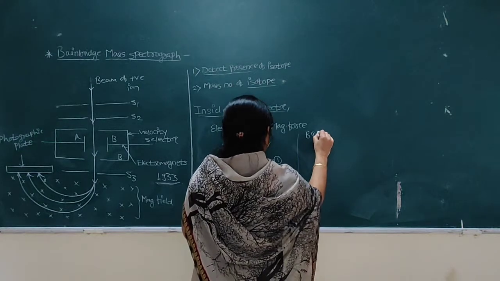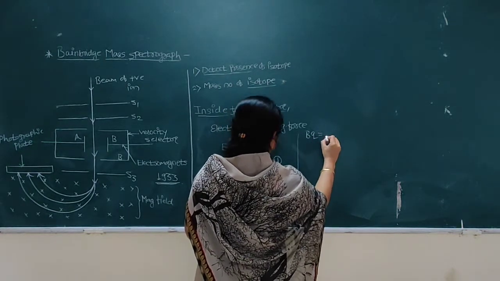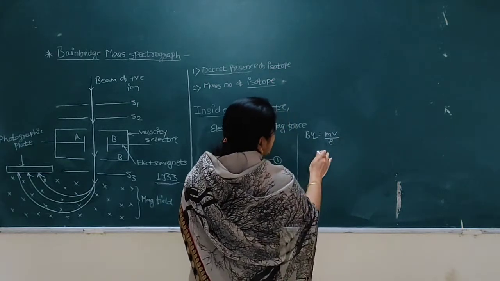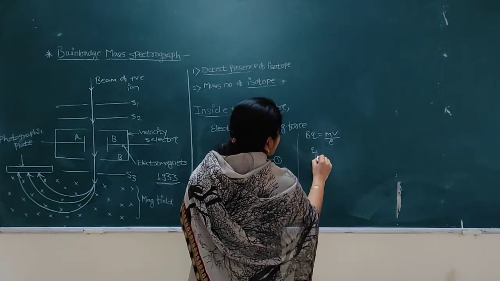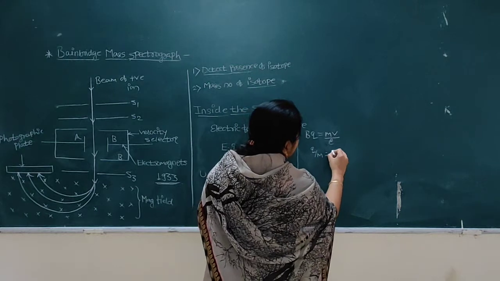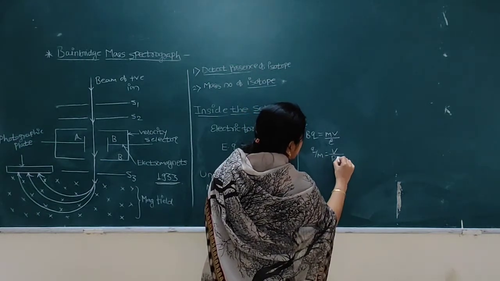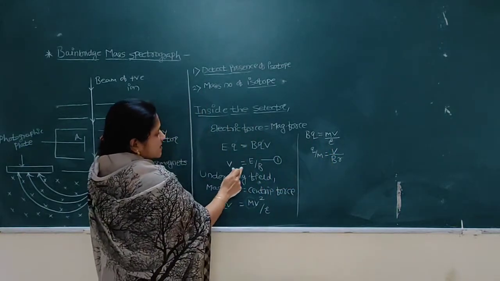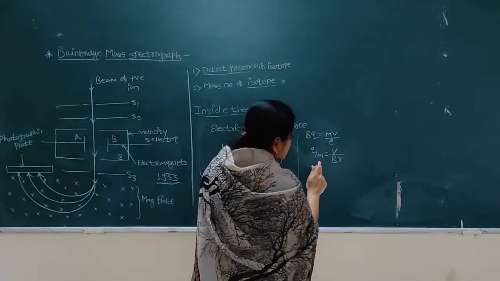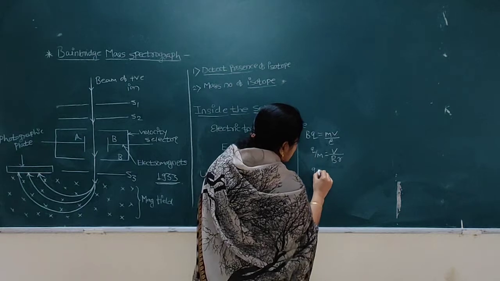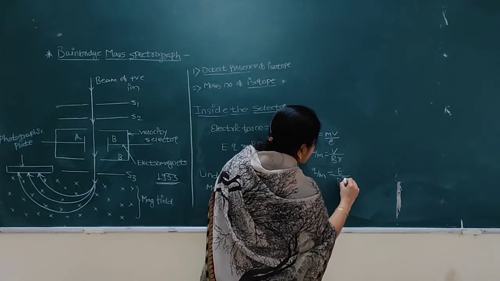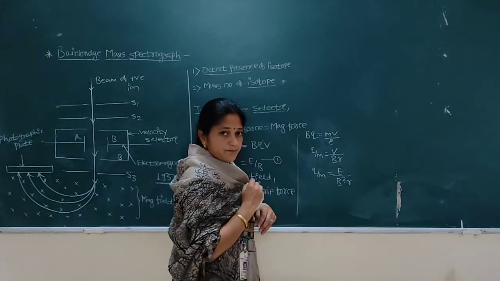Bq is equal to mv divided by r. Now again here we can write q by m is equal to v divided by Br. Now in this equation we put the value of v, that is E by B. So this equation becomes q by m is equal to E divided by B square into r.